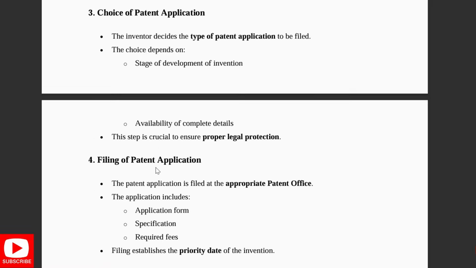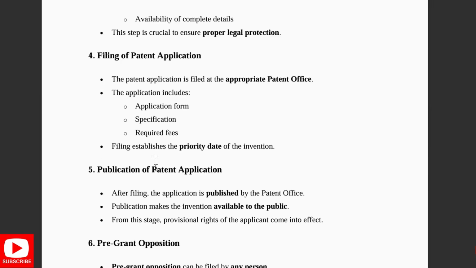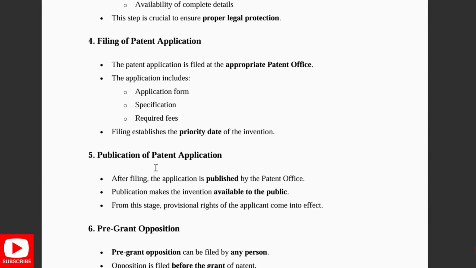Choice of patent application. Here, the inventor should decide the type of application that is to be filled. It depends on the stage of development of invention, availability of the complete details. This step is crucial for ensuring the proper legal protection. Filing a patent application. It is filled in the appropriate patent office or in the portal. This includes application form, specifications, and required fees to be paid. Filing establishes a priority date of the invention.